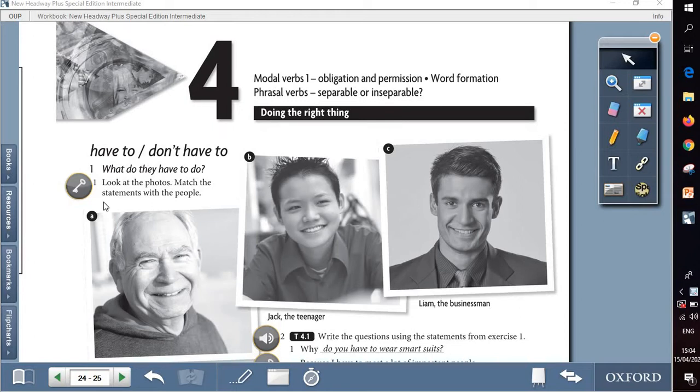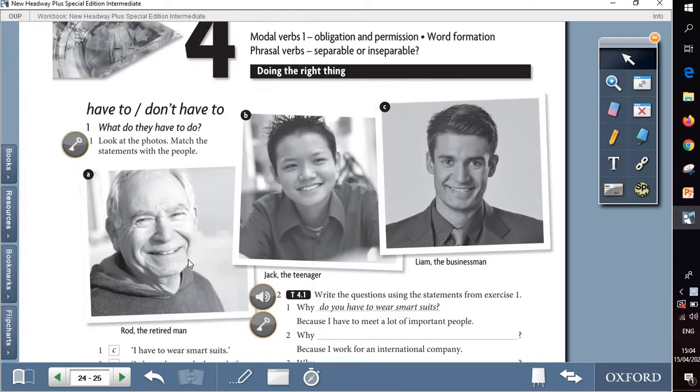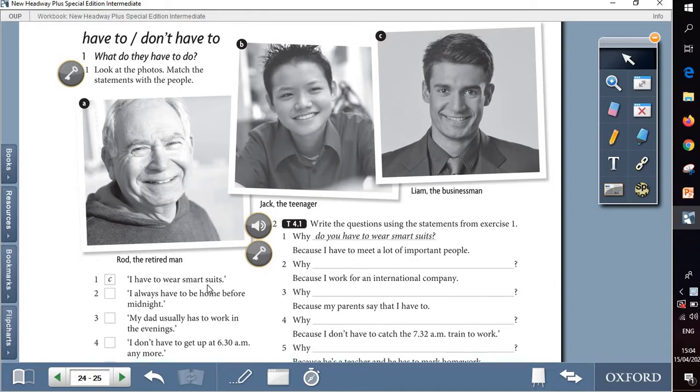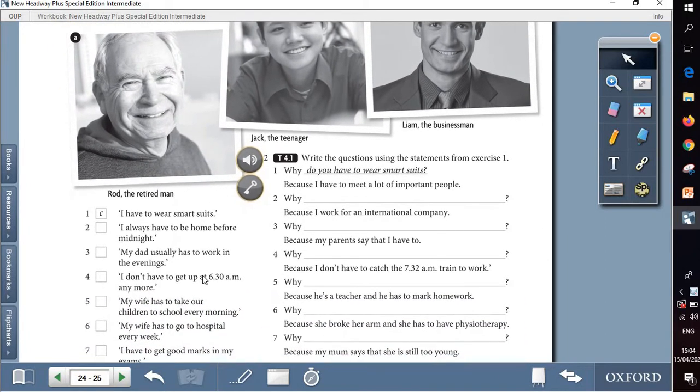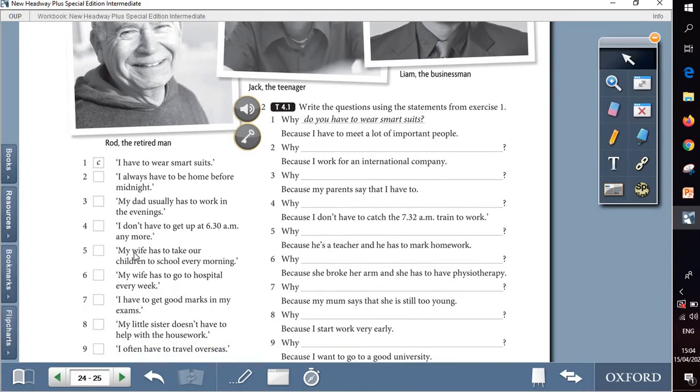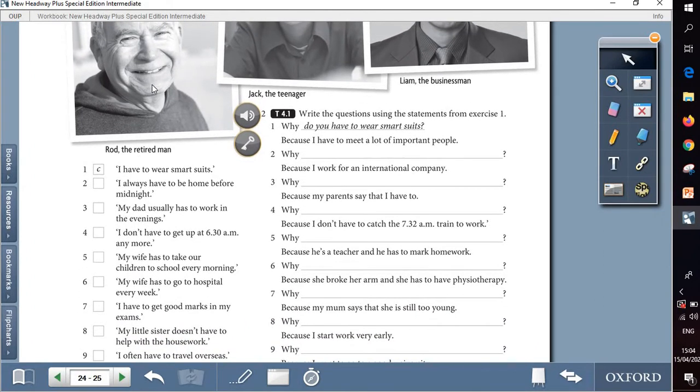Question 1 is about have to and don't have to, which is considered one of the modal verbs. Look at the photos and match the statements with the people. Here, as we can see, we have 3 people in the pictures and we have 9 sentences. We are going to match each sentence with the suitable person in each picture.